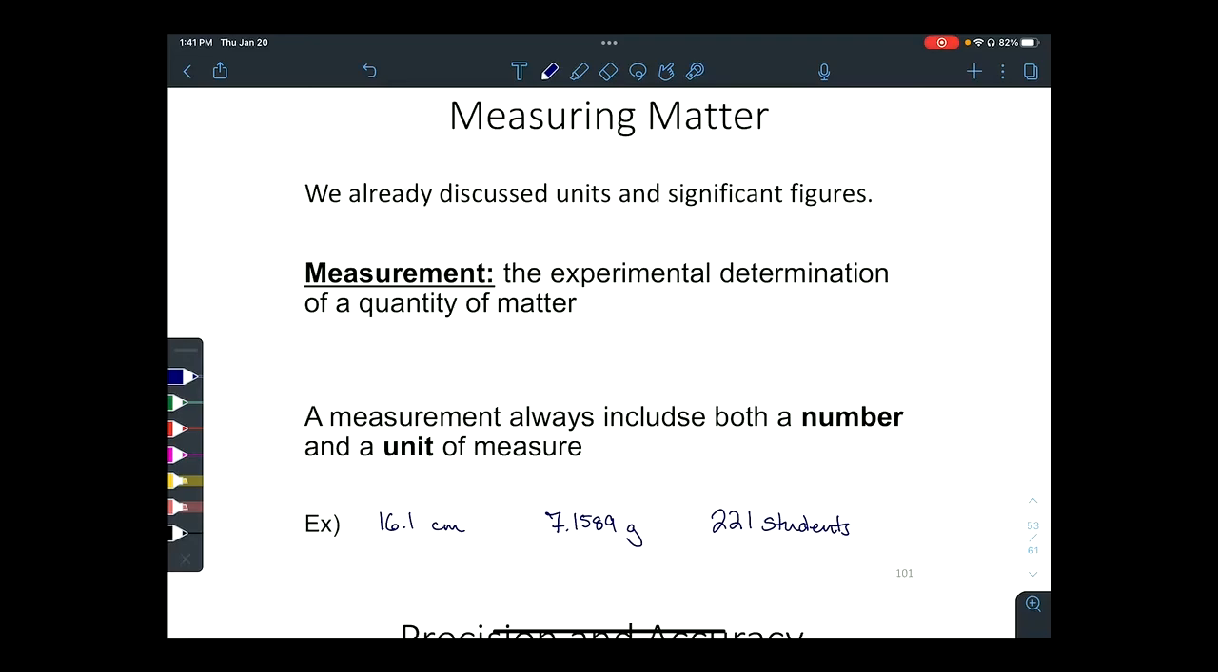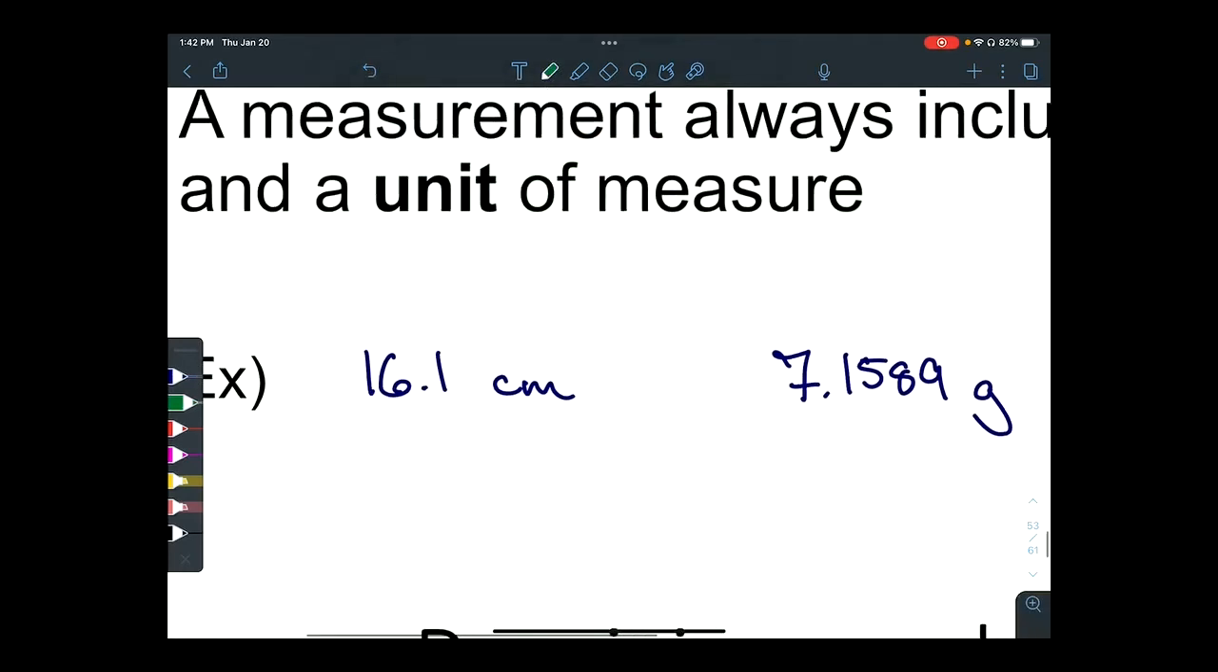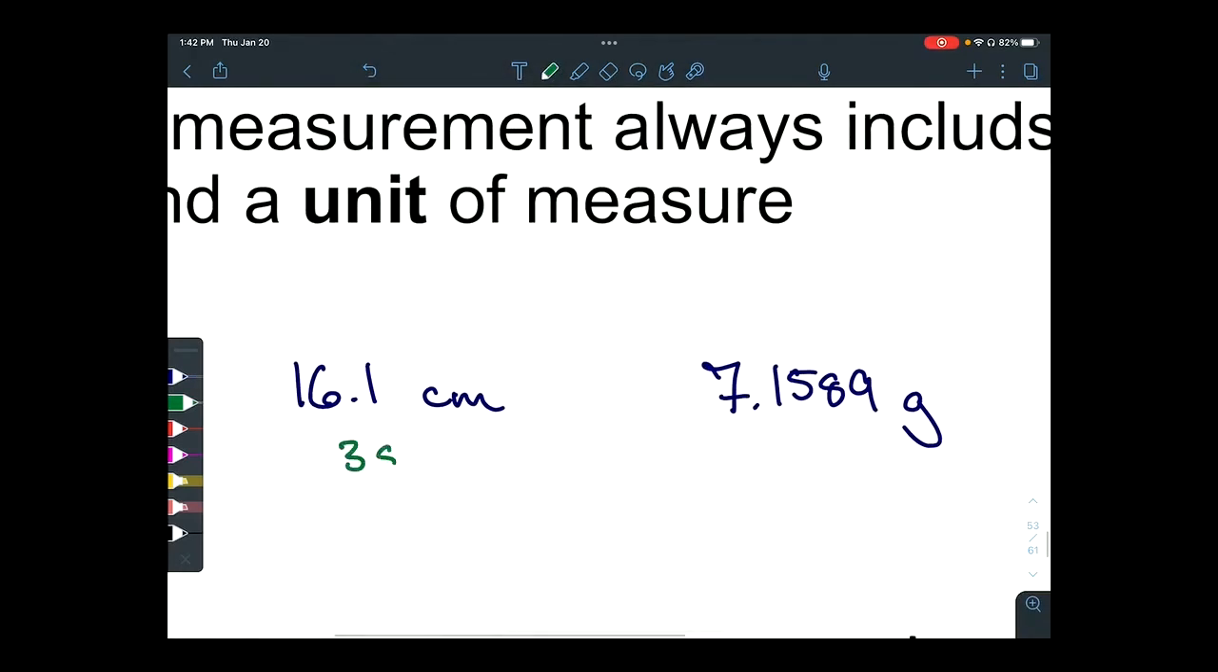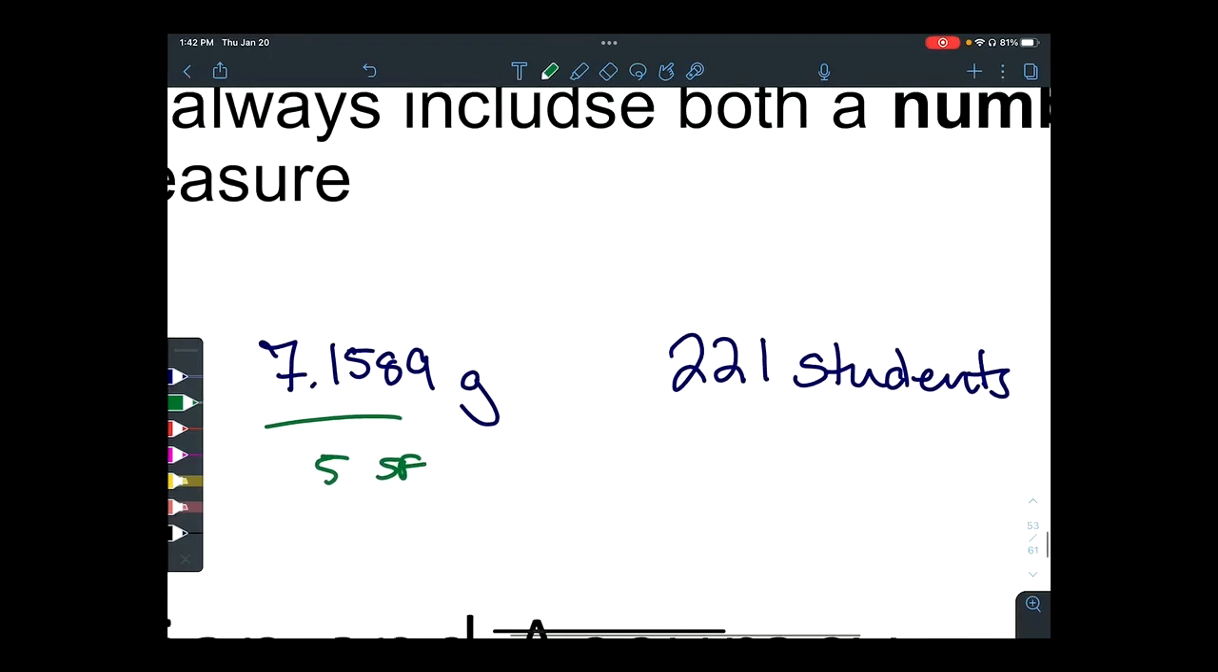So here are some examples. If I make a measurement of 16.1 centimeters, this has 3 sig figs. Again, the number of sig figs depends on the precision or the number of tick marks on your instrument. Or if we have a mass amount, this would have 5 sig figs. Again, the number of sig figs depends on your instrument. So here I would be taking a mass measurement with an analytical balance that goes out to 4 decimal places.